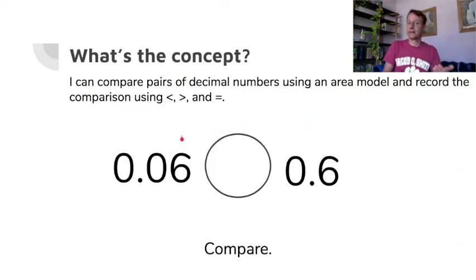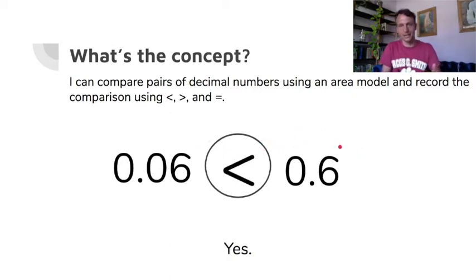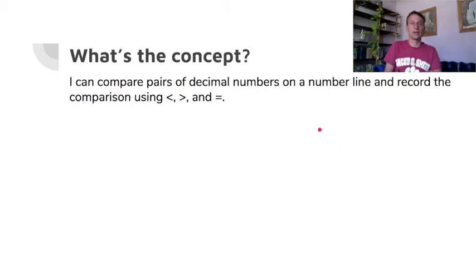6 hundredths compared to 6 tenths. Let's put this into hundredths. That zero there, right? It would be 60 hundredths. 6 cents is much less than 60 cents, right? So 6 hundredths is less than 6 tenths. Excellent. Now, we're going to do the same thing using a number line. And then we get to the juicy part.